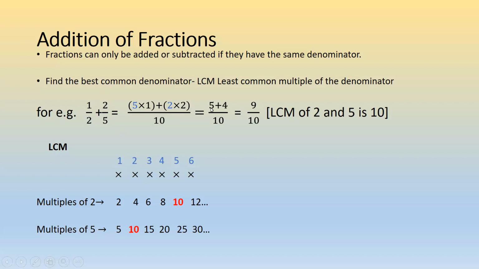So you can equally say that this will give us 5, this will give us 4. So we have 5 plus 4, and that will be 9 over 10. So I hope that is clear for finding our LCM. This is the approach to finding it, and then we'll continue like that. So if you are okay, we'll move on to addition of mixed fractions.